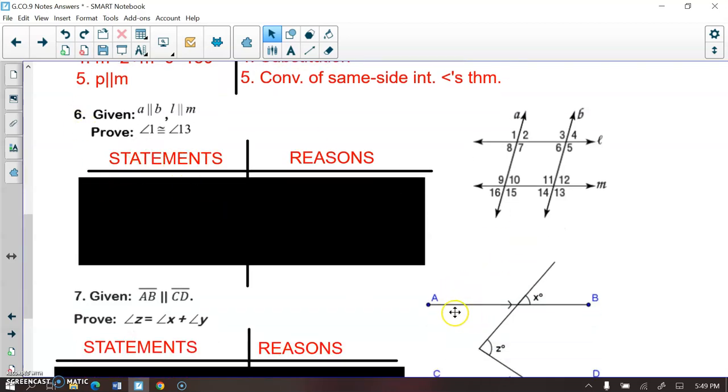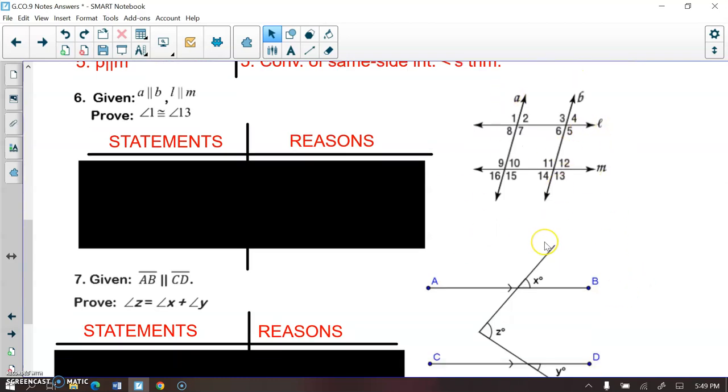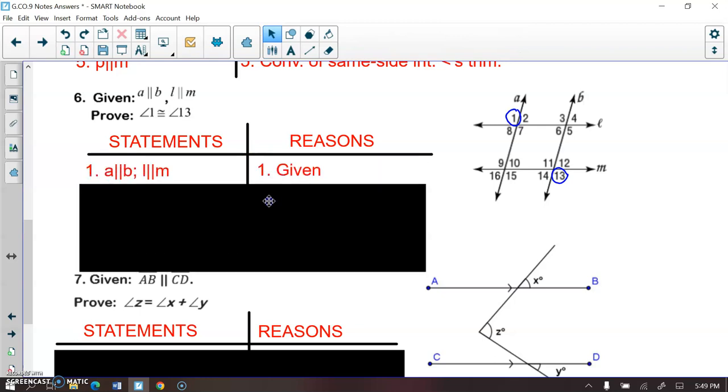Like for example, number 6 has a lot of different ways that you can go about this proof. And I'm just giving you one example of it. So I know that A and B are parallel and L and M are parallel, and I'm just trying to prove that angle 1 is congruent to angle 13. So that's these two angles. And so I'm going to use things that I know about these two angles, or pairs of angles in relation to these two angles, that can help me figure out how to get angle 1 and angle 13 congruent to each other.